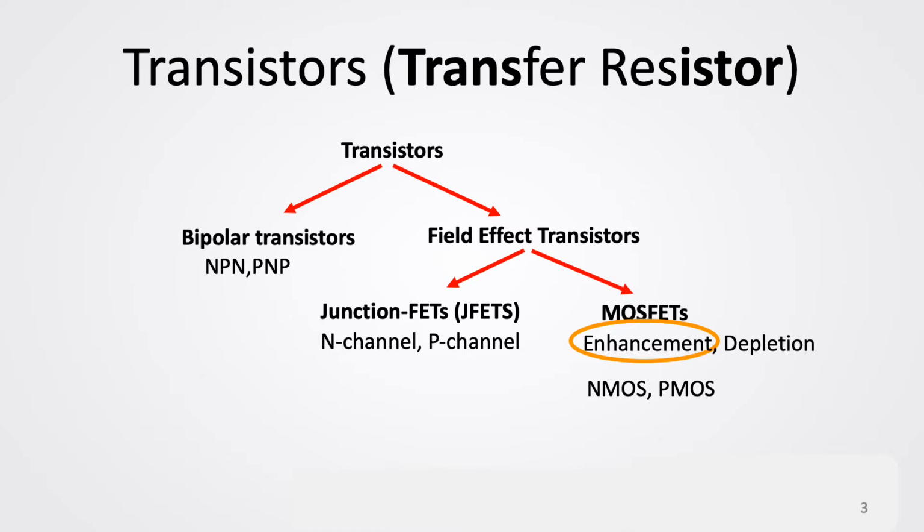Enhancement type MOSFETs are a type of field effect transistor that is normally off, whereas depletion type would be normally on. For EE123, we're going to focus on enhancement type, and specifically the NMOS type of enhancement MOSFET. NMOS means an N-channel MOSFET, and there's also a PMOS counterpart, which will be presented to you in EE131 next semester.